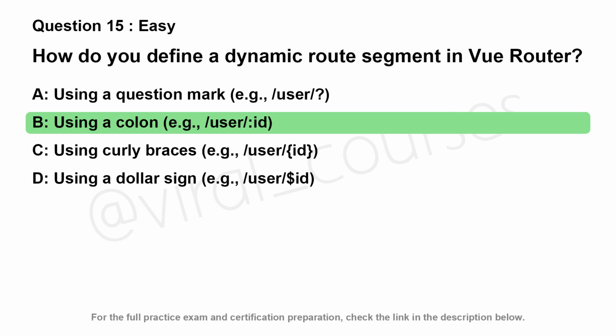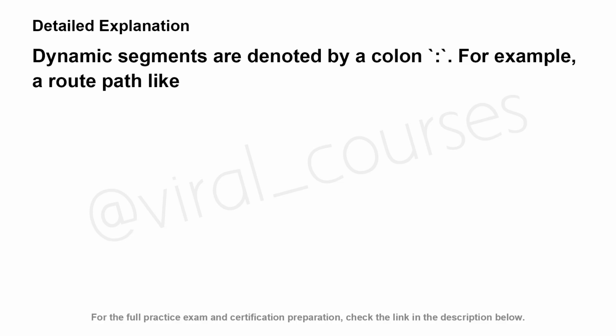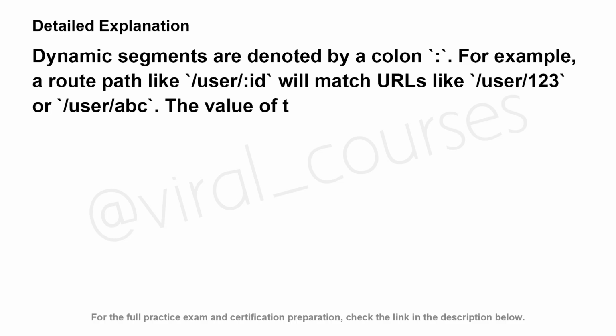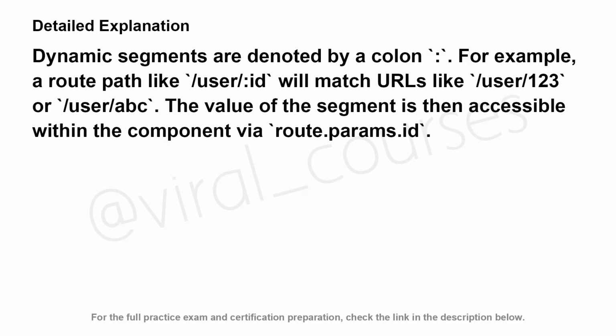The correct answer is B. Dynamic segments are denoted by a colon. For example, a route path like /user/:id will match URLs like /user/123 or /user/abc. The value of the segment is then accessible within the component via route.params.id.